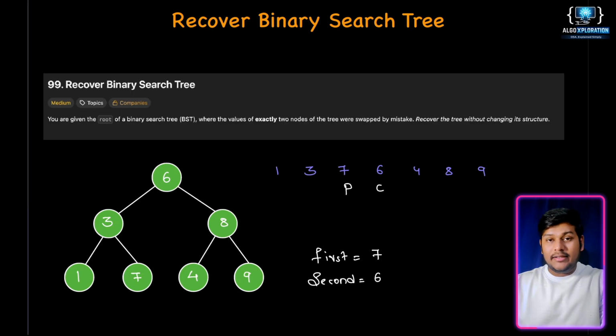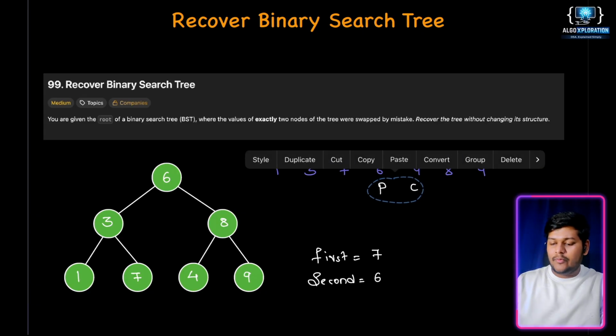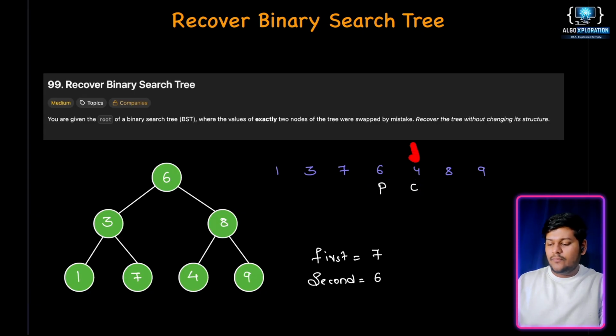Okay. So now I need to keep on moving. Now, previous and current will be moved on. So the current is 4 and the previous value is 6. Over here I can see that 6 is greater than 4. So we found the second culprit, which is 4. Okay. So I need to update it. Okay. So these two values have been swapped by mistake.